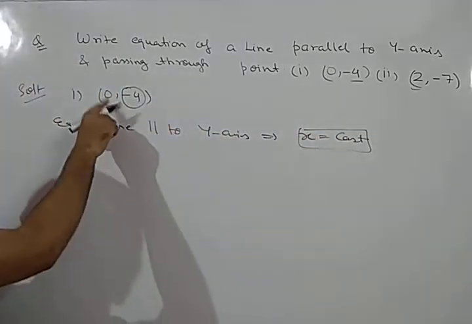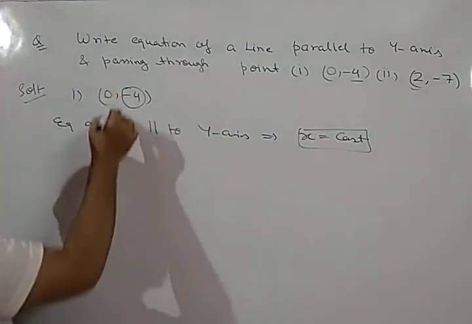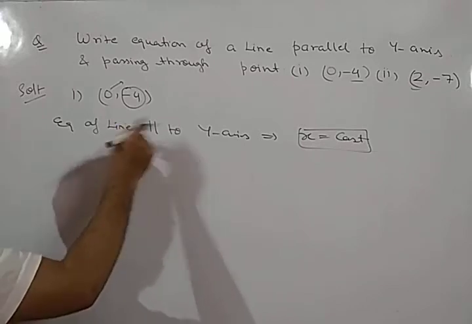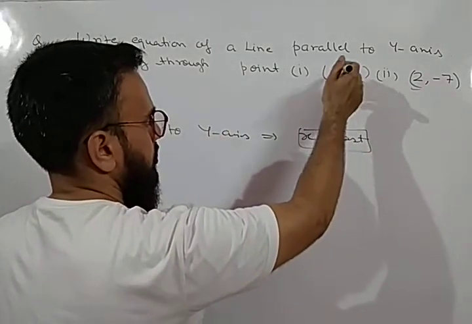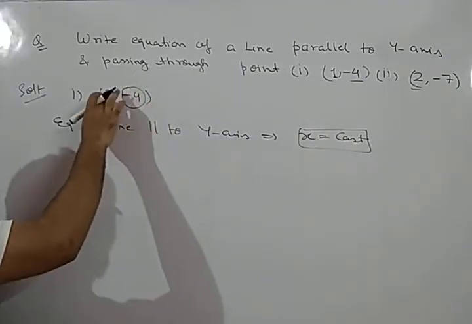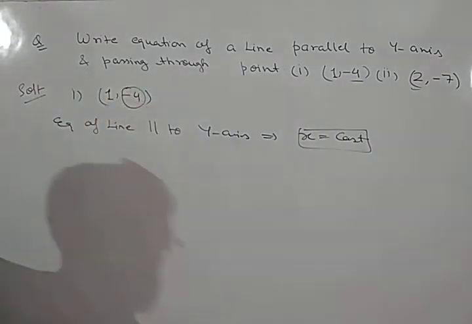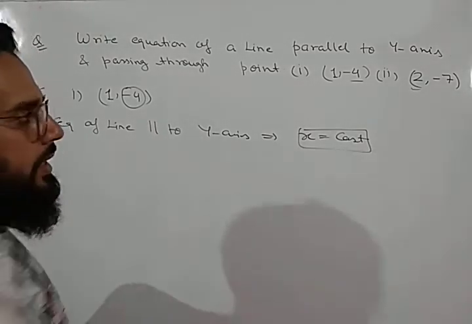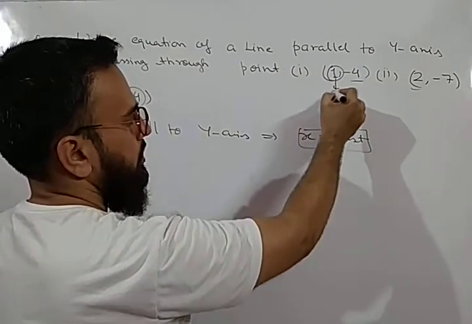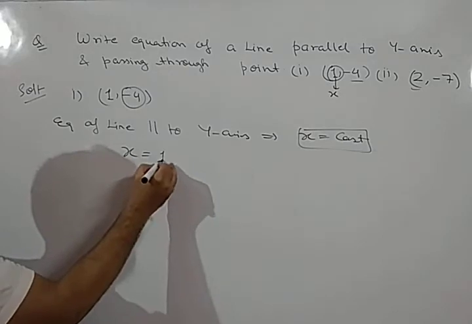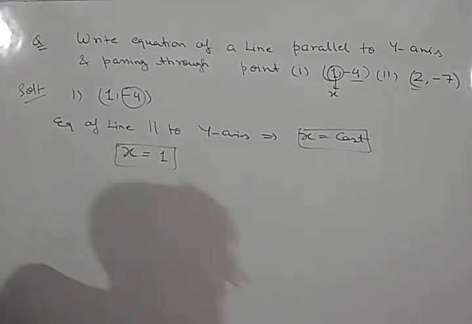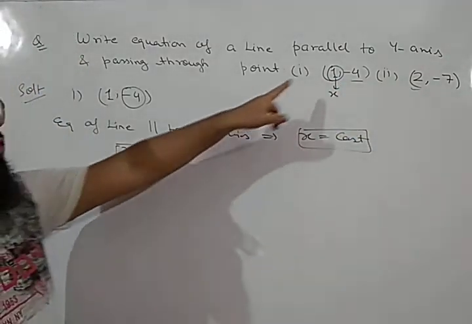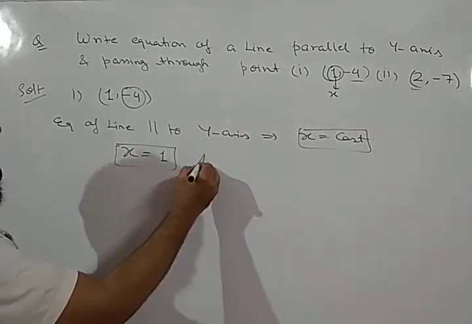Now if we see this particular ordered pair, the value of x is 0. Let us take this point as (1, -4), because if we take 0, then it will be the y-axis itself, not a line parallel to it. So we are taking the point (1, -4). Now we can solve this question. The equation of a line parallel to the y-axis is given by x is equal to constant. In this ordered pair, the value of x is 1. So we will find the equation as x is equal to 1. This will be your answer.